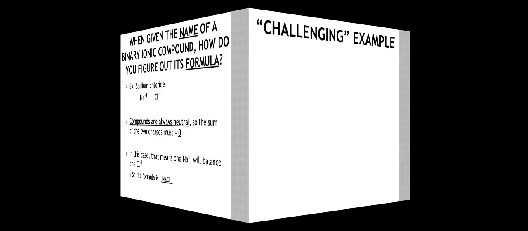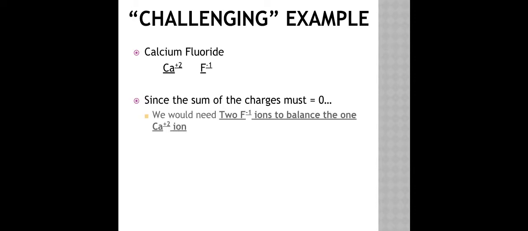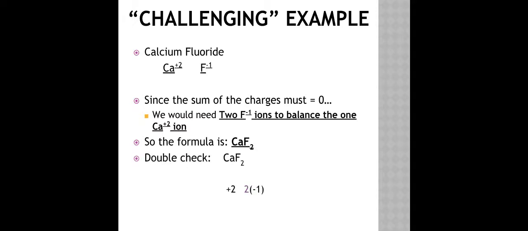Not always the case, though. We could take a look at calcium fluoride. Calcium has a +2 charge. It's in group 2. Fluorine, which is where fluoride stems from, has a -1 charge. These charges still have to balance, so what we would need are 2 fluorine ions to balance with the 1 calcium ion. So our formula is CaF2. And just as a check, 1 calcium is a +2, and each fluorine is -1, for an overall charge on this compound of 0.